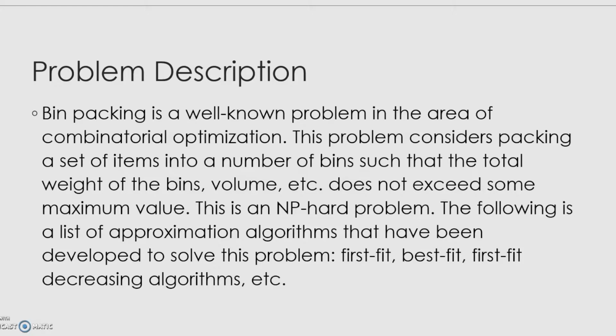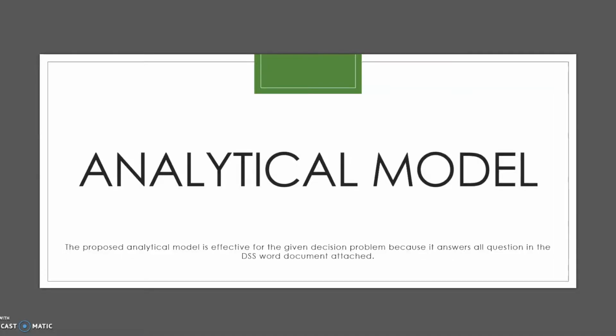Problem description. Bin packing is a well-known problem in the area of combinatorial optimization. This problem considers packing a set of items into a number of bins such that the total weight in the bin's volume does not exceed some max value. This is an NP-hard problem. The following is a list of approximation algorithms it uses: first fit, best fit, first fit decreasing, and it also used best fit decreasing later.